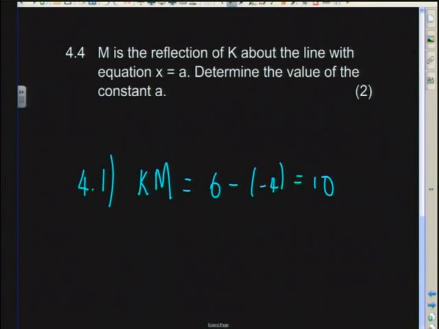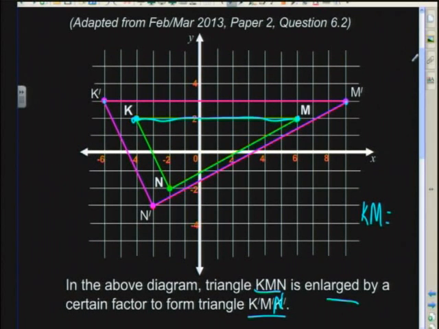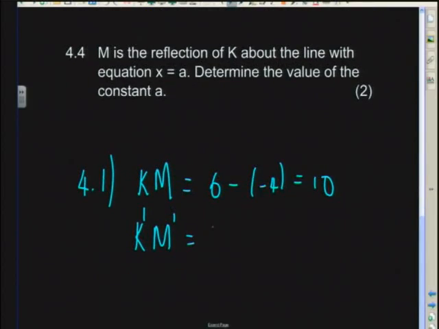Now the bigger distance, the new shape. Let's have a look at your diagram. The x value at K prime is -6, and the x value at M prime is 9. So if I want the distance from M prime to K prime, I simply say 9 minus -6, which is going to give me 15.